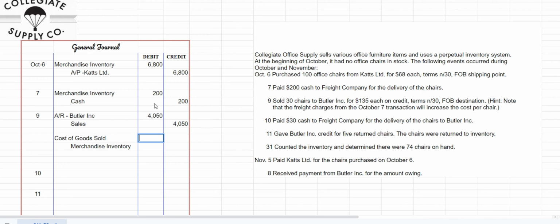So whenever we pay for freight and we are the buyer, it increases the value of the merchandise inventory. If we go back to October 6th, 100 chairs cost $68 each, and the total amount of merchandise inventory we have is $6,800. And then if you go to October 7th, it says you paid $200 for the delivery of the chairs.